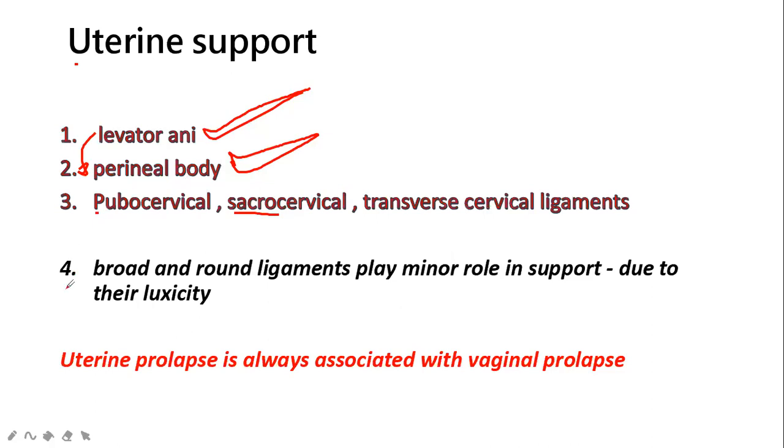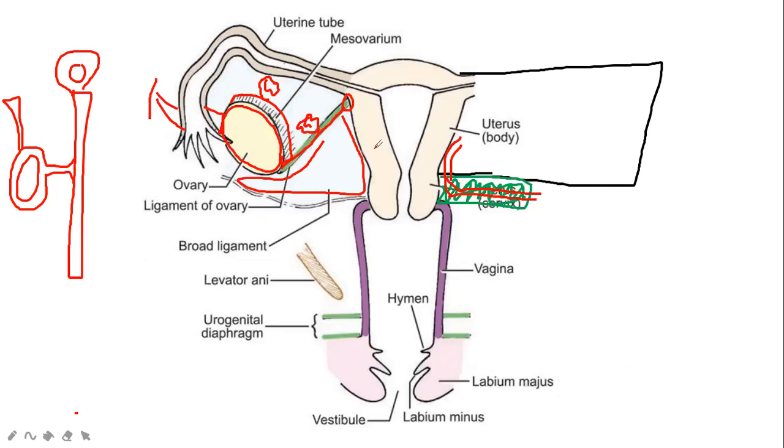Okay, now number 1 to 3, please get that, these are the strong supports. Number 4, these are the weak supports, so they play a minor role. Who are these? The broad ligament and the round ligament of the uterus. The round ligament comes from here and then goes on to attach to the labia majora, right? That ligament is actually lax. They are also lax. So the round ligament of the uterus and the broad ligament are lax structures.